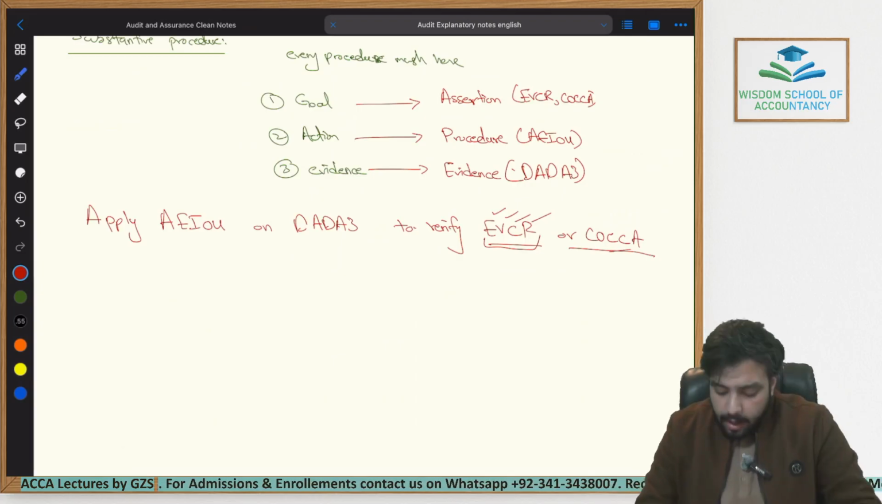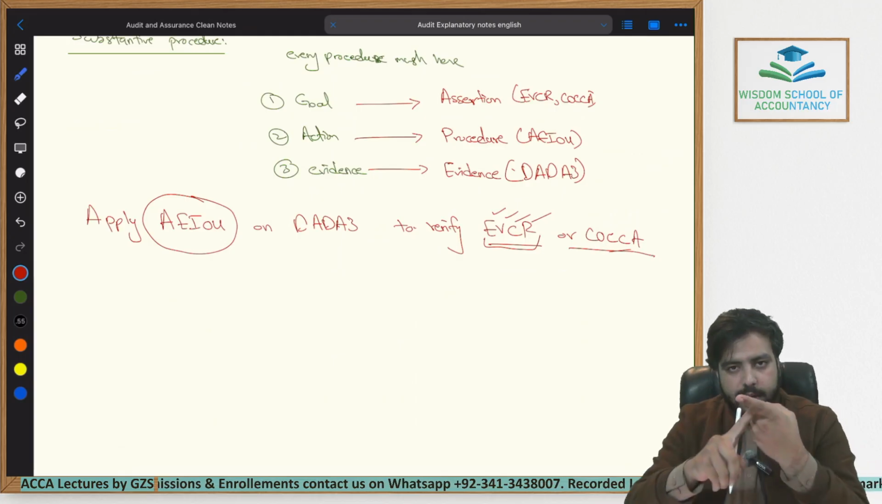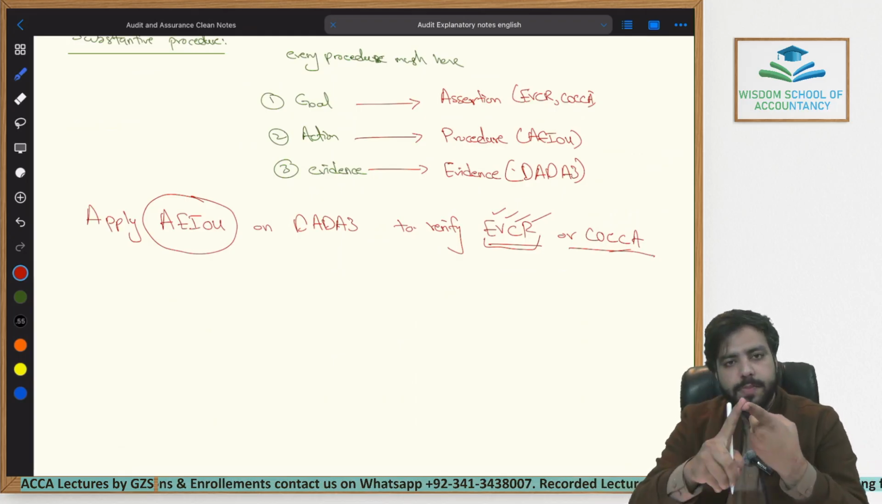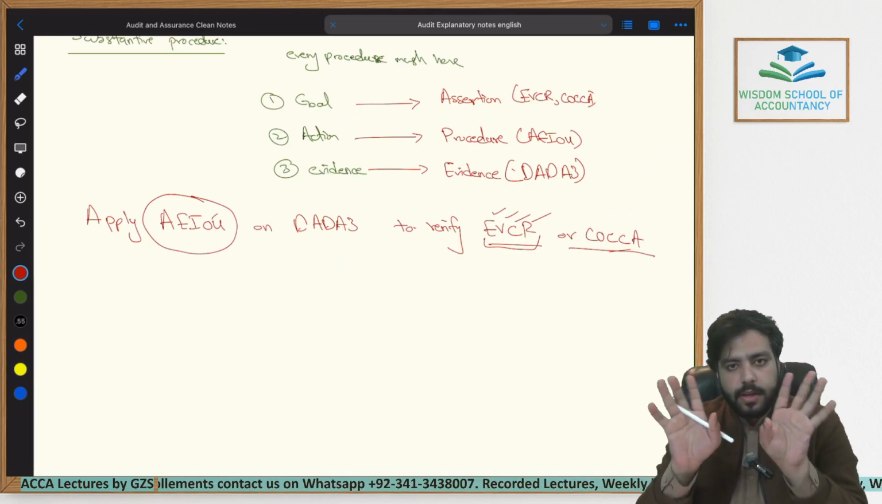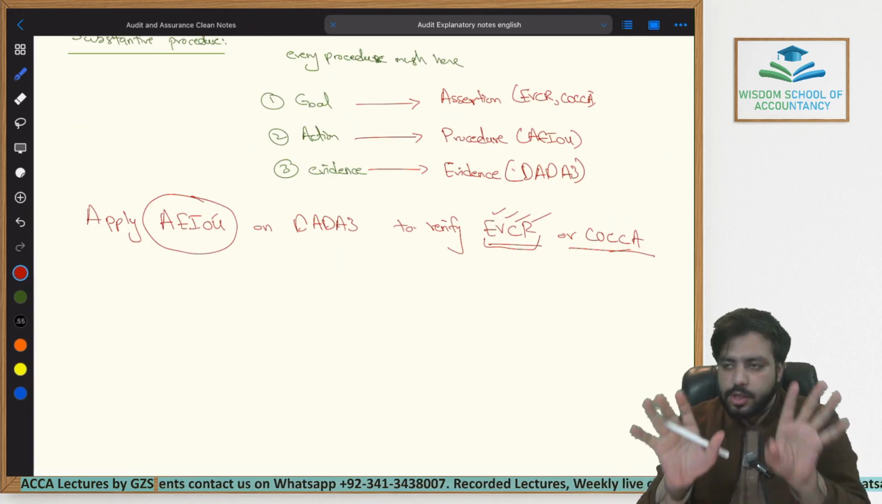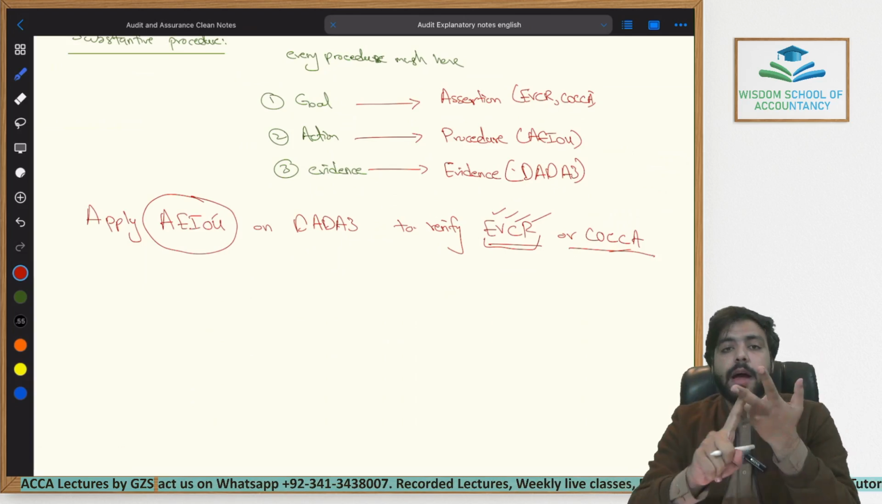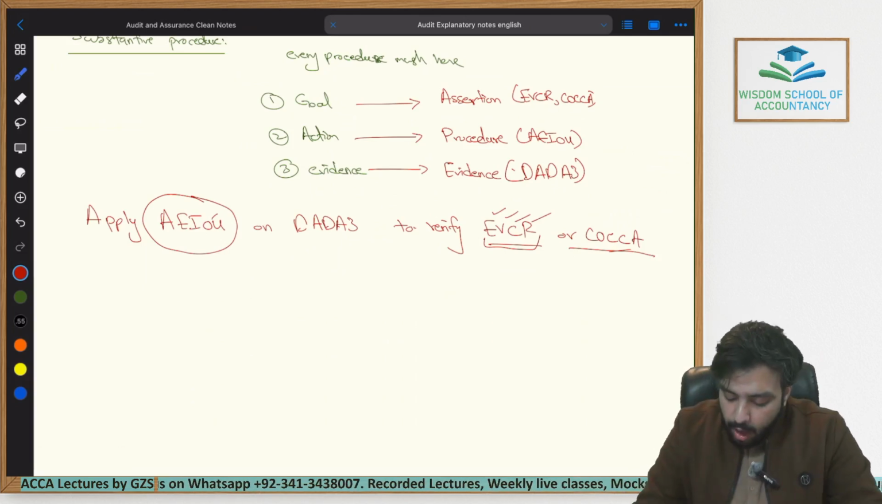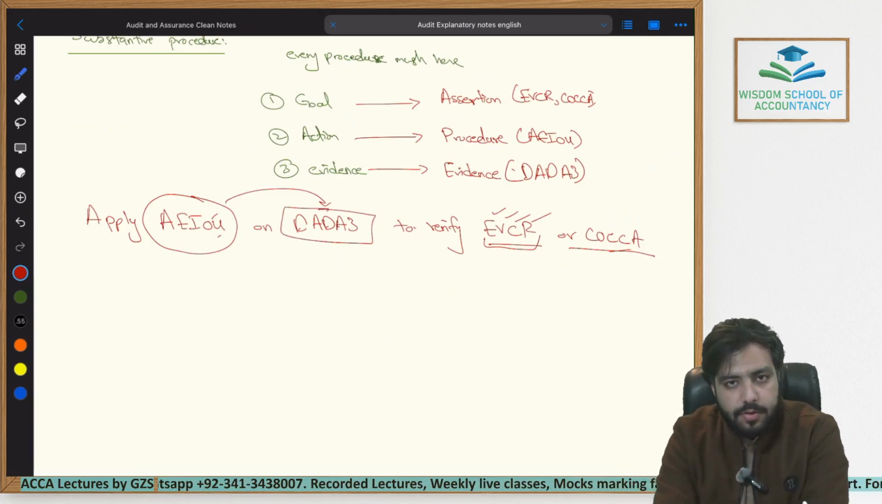Now you will understand that I have to apply these procedures: either analytical procedure, inquiry, inspection, O stood for observation. We will not do observation, by the way. In the case of substantive procedure, forget about observation. I've just written it down in AEIOU so that you can remember. Or I will apply recalculation, reperformance, U, on data 3. These are the areas from where I will always get my evidence from.